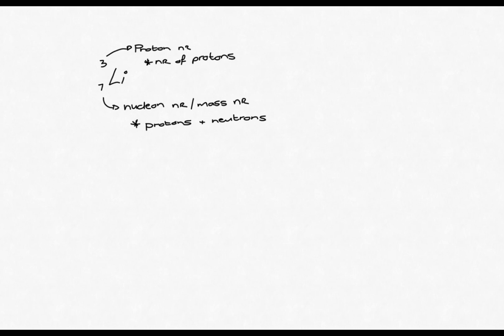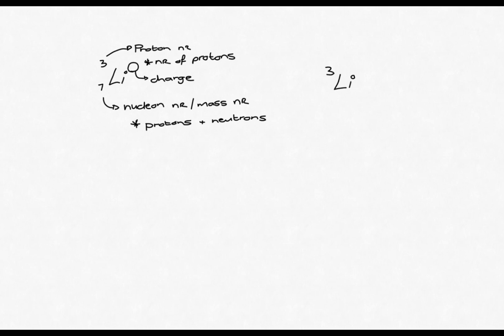Now neither of these two numbers will tell me how many electrons I have, but I can deduce the amount of electrons by looking at the charge of the atom. Now this lithium does not have a charge, so it's neutral, meaning that my amount of protons needs to be equal to my amount of electrons. So it will have 3 electrons.